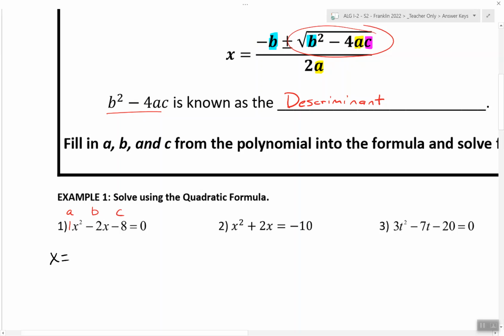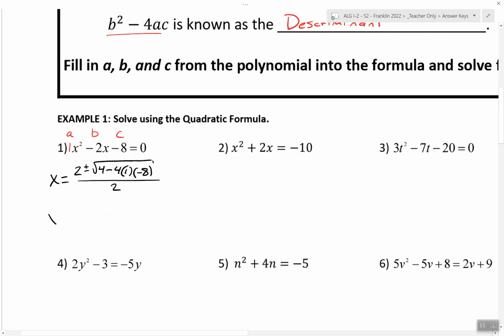So let's see, we have x equals negative b. Well, b is negative 2, so negative b would be positive 2, plus or minus the square root. B squared, that's negative 2 squared, is positive 4, minus 4 times 1 times negative 8, because 1 is a, negative 8 is c, all over 2a, a is 1, so that's just 2. I know I did a few calculations there as I wrote it down. Honestly, that's the quickest way.